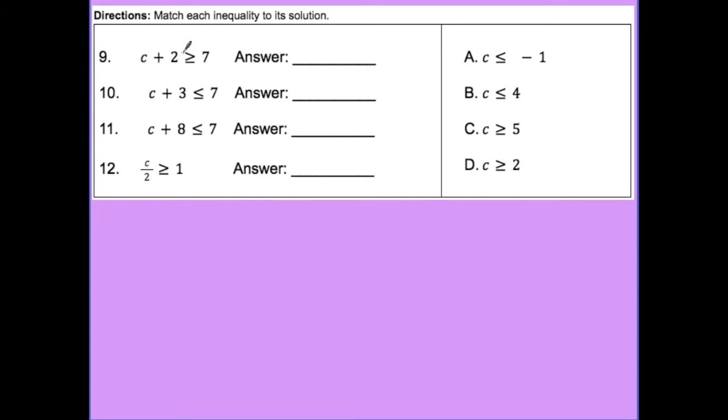Next ones, we have to match these to their solutions. So these are quick 1-step ones where, like, if I even do this in my head, minus 2 on both sides, I get x is greater than or equal to 5. So this is choice C.